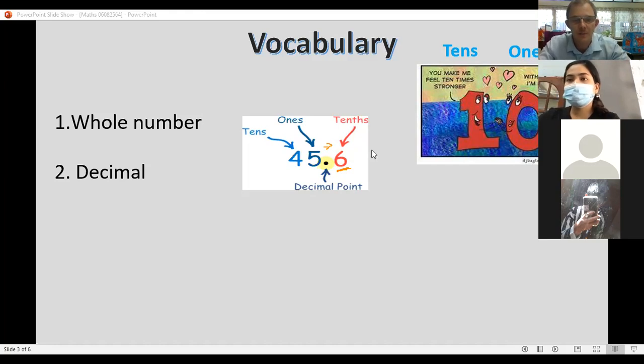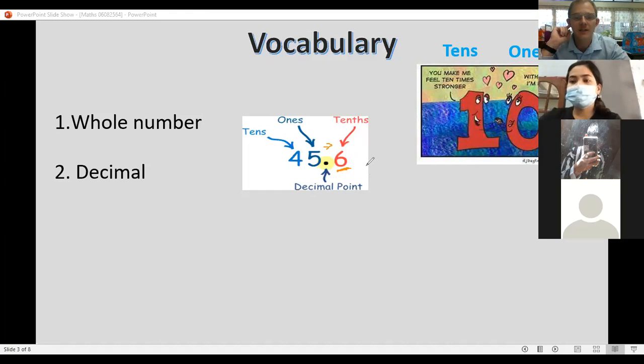What is this number here? Number 6. So number 6 is not a whole number. It is a decimal number. So that's where decimal. It is on the other side of the decimal point. Okay.